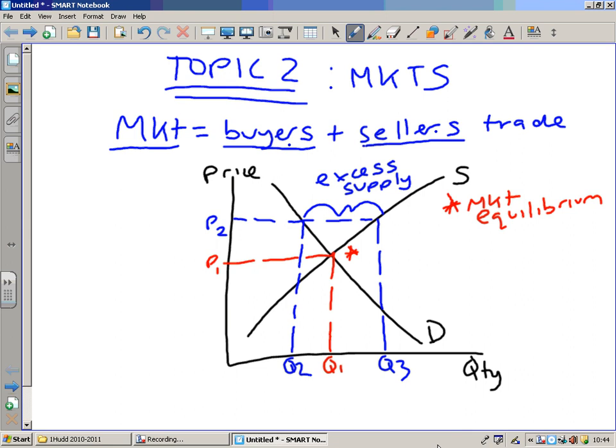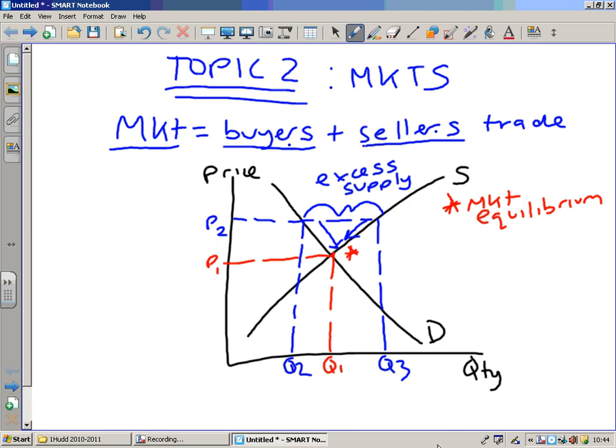So if the business was to reduce price to P1, what would happen is we would have an extension in demand. As price falls, people are willing and able to buy more at Q1, and as price falls, we have a contraction in supply. Businesses willing and able to supply less of the product.